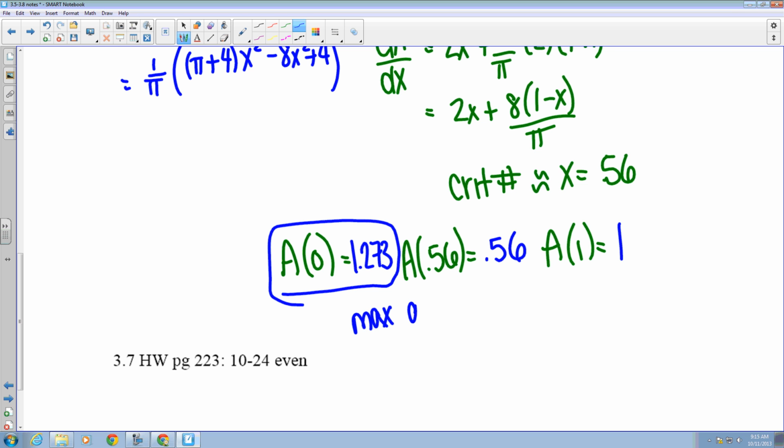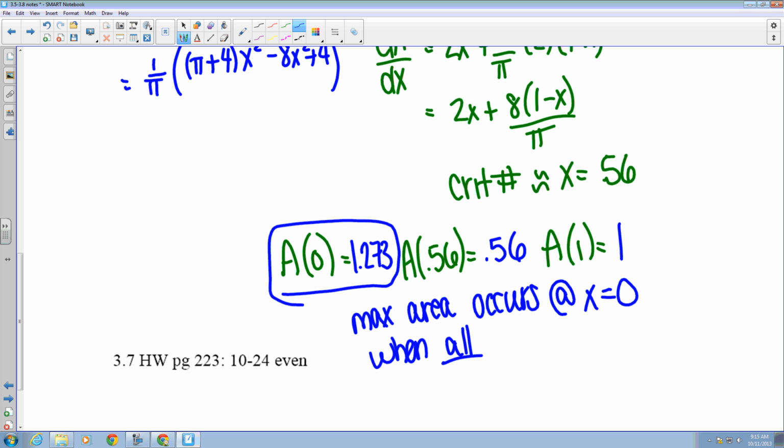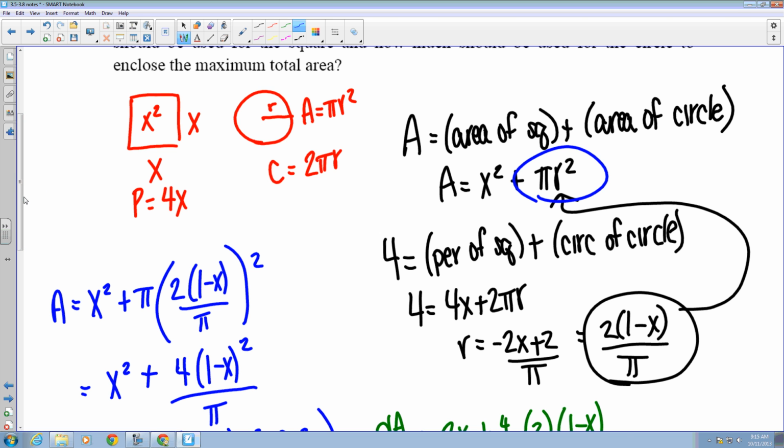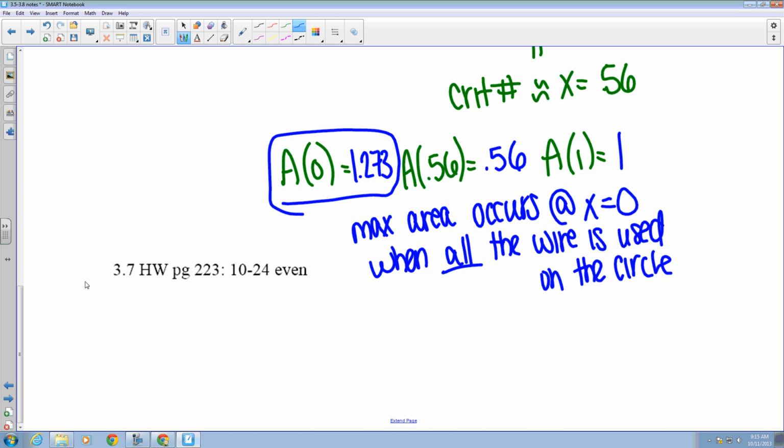So the max area occurs when x is equal to 0, which we just saw. So that's when all of the wire is used on the circle. And we know that because the circle has the radius, so if x is 0, then everything is on the area of the circle. Okay, now that was the second part of section 3.7, which was optimization problems.